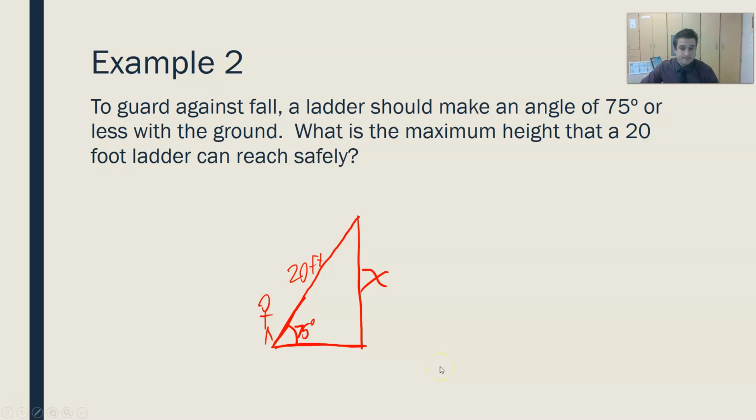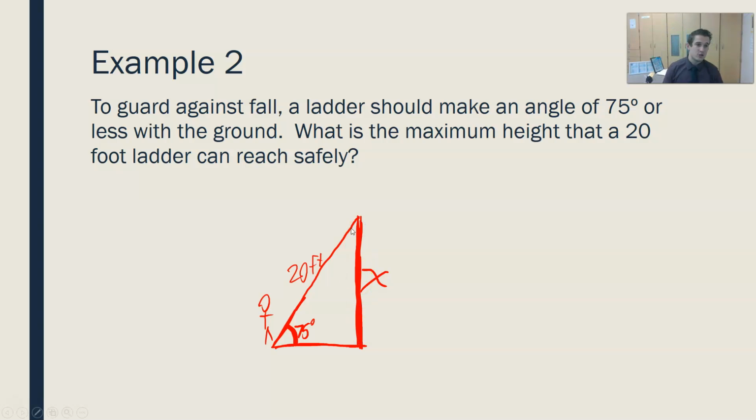So here I go. This is my triangle to represent this situation. I've drawn my triangle. I have labeled the sides and angles with the information that I know. I know that I have a 20-foot ladder. I know that I can't get more than a 75-degree angle with the ground. And I'm trying to find the height that I can reach with this ladder.